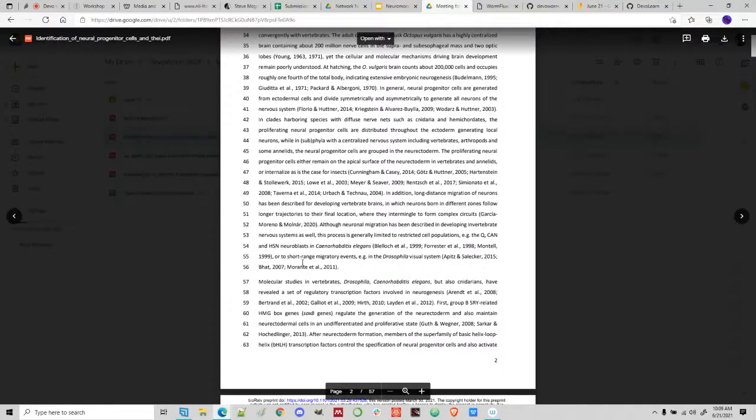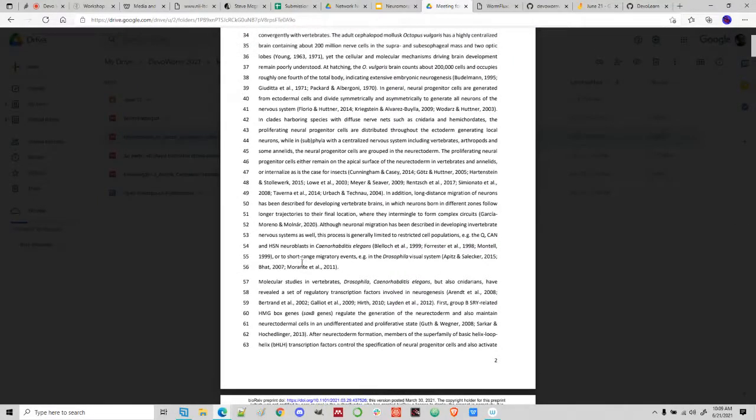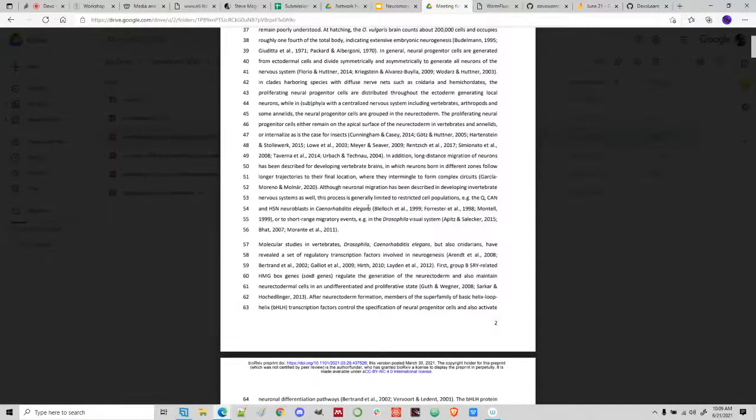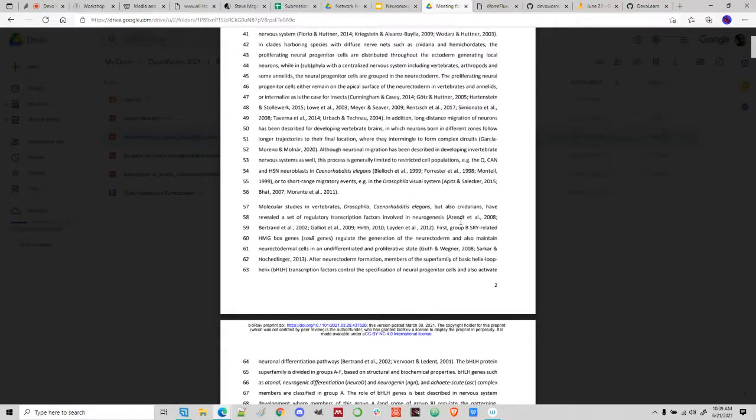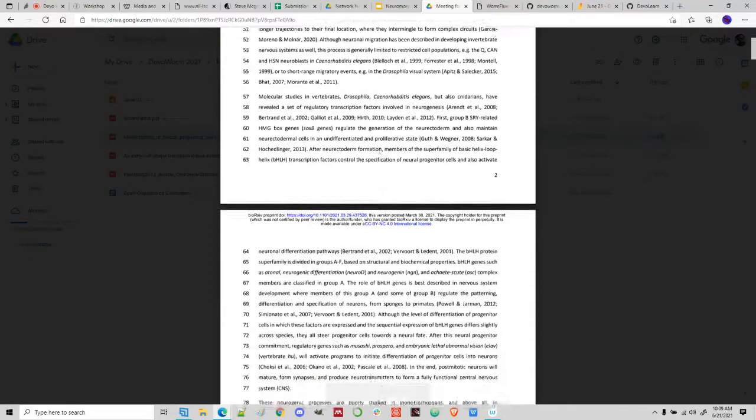But that's not typical of other types of non-mammalian brains. You also see short-range migratory events in the Drosophila visual system. So this is something that we've seen in vertebrates, this long distance migration, and now we're also seeing it in a cephalopod nervous system as well.